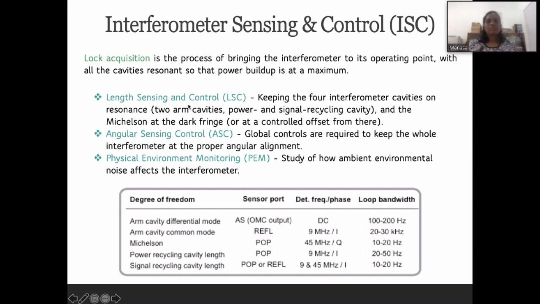For example, the length of the 4 cavities, including the arm cavities, the power recycling cavities, and the Michelson itself, whether you want to lock it at the dark fringe or offset it a little bit from the dark fringe, and then the global angular control of the interferometer. Along with that goes the ambient noise, for example, the temperature fluctuation from the center to 4 kilometers far away, the wind direction, and any other ambient noise effects that come from the interferometer. These all fall under this subsystem. We use control loops that help us to sense and control the different degrees of freedom to acquire lock and then keep the interferometer at the operating point.